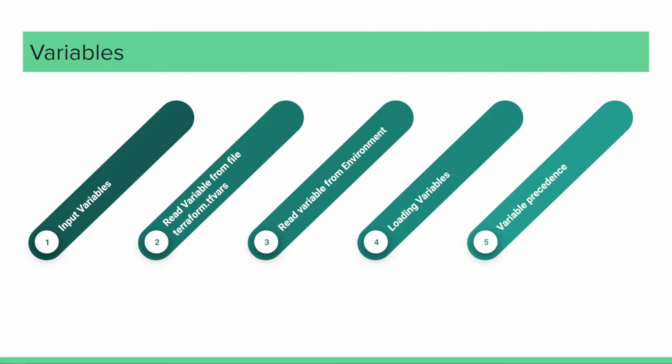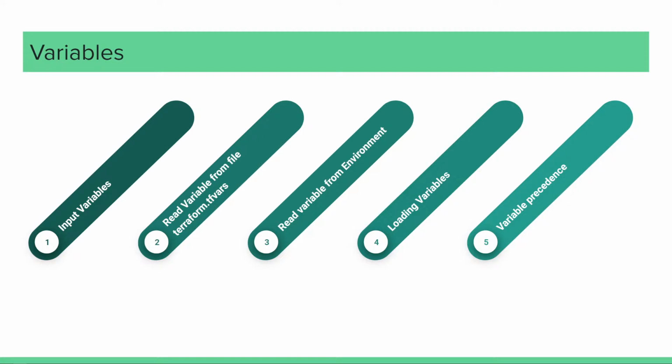defined in a block we call the variable block, and it has different properties, for example the default value. You can set the default value so it won't ask you for it while you are running Terraform. The type specifies which type of variable you're going to define, and the description is for documentation purposes. You can specify what the variable is going to do.